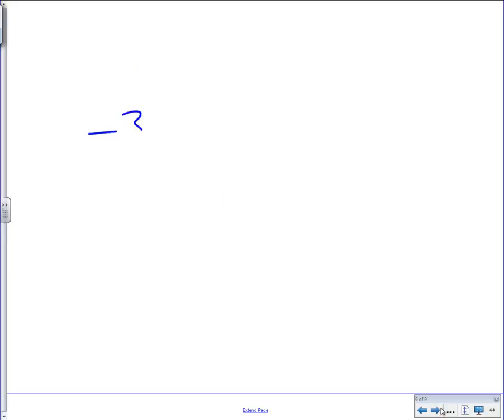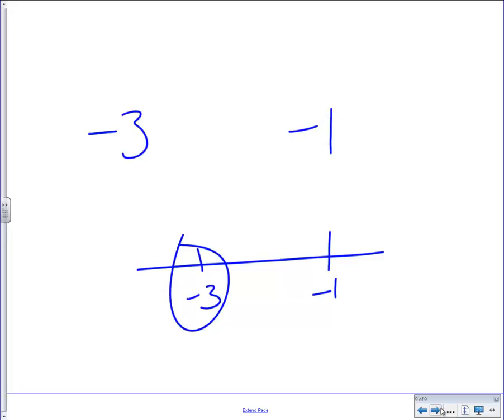Okay, last one of these. Which one is less? They're not asking for a symbol on this one, they're asking for which is less. And so less would be on the left, and so -3 is going to be our answer. So make sure that you understand what they are asking you for, okay?